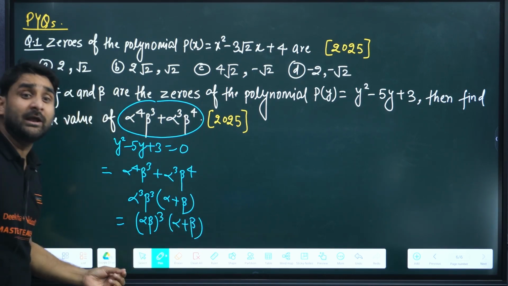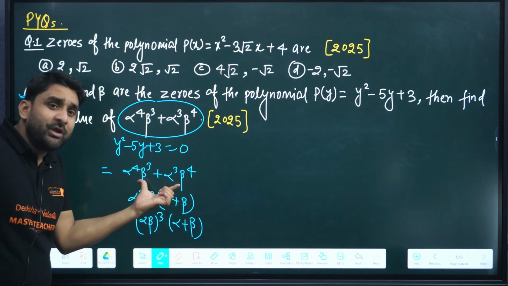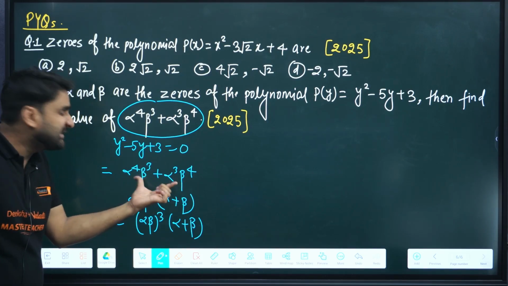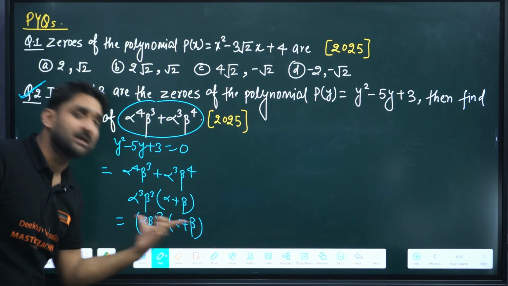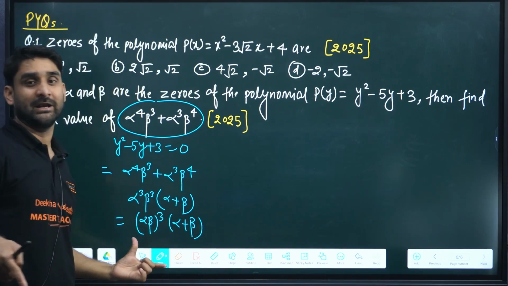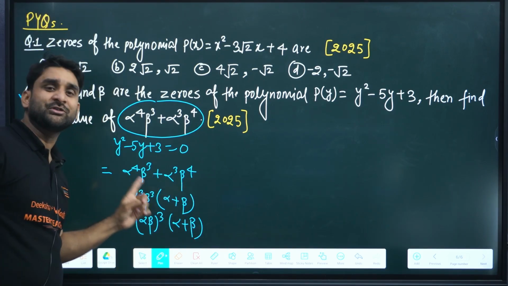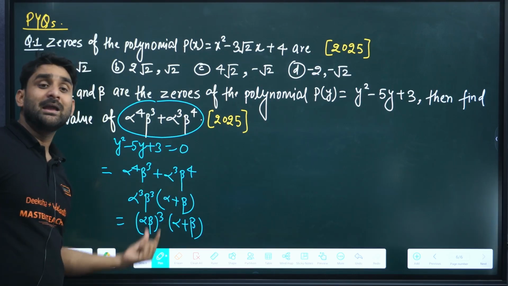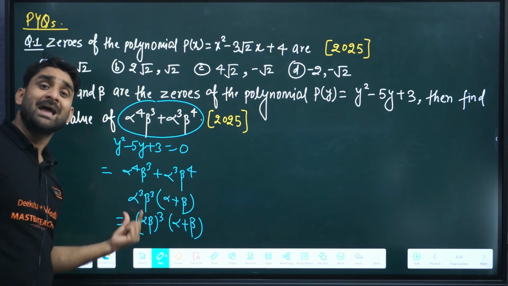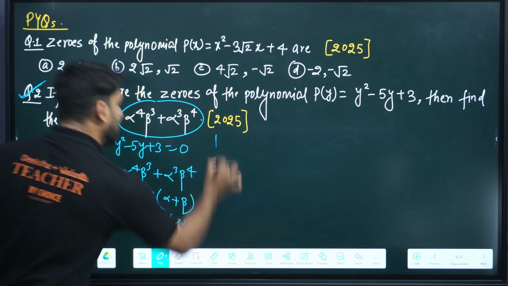So what I did here, see, by modifying this whole format, I have expressed it in the form of product of zeros and sum of zeros. This should be the target. If such a question comes in your exam, always try to modify the format in the form of product of zeros and sum of zeros. Then only you can put the values.